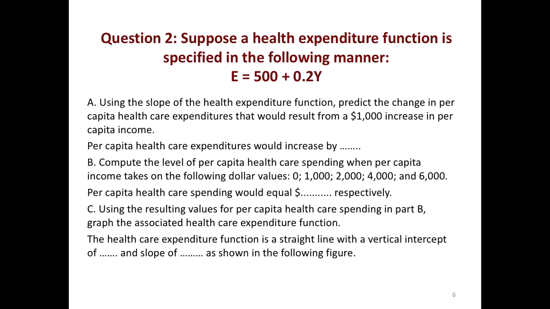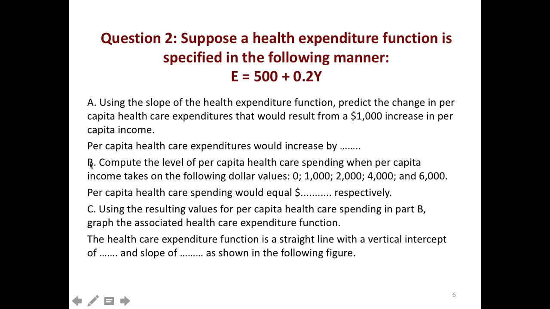So the answer to this question is that, using the slope of the healthcare expenditure function, which is 0.2, we predict the change in per capita healthcare expenditure that would result from a 1,000 increase in per capita income. So multiplication of 0.2 by 1,000 gives you a per capita healthcare expenditure increase of 200.